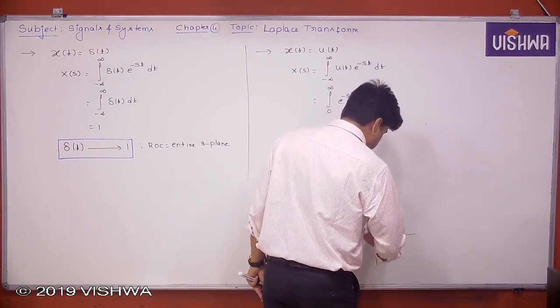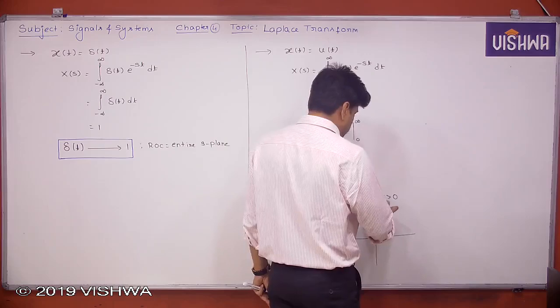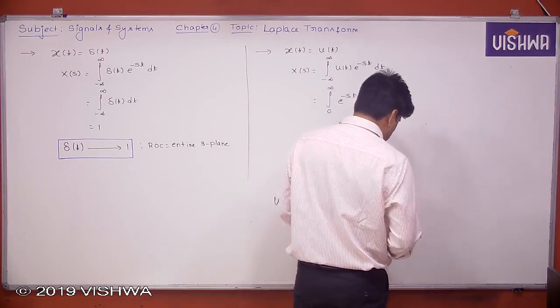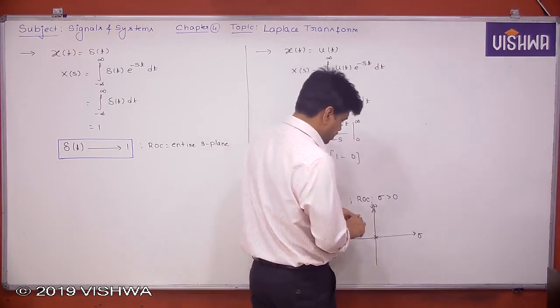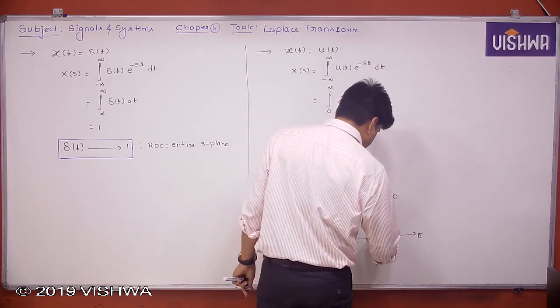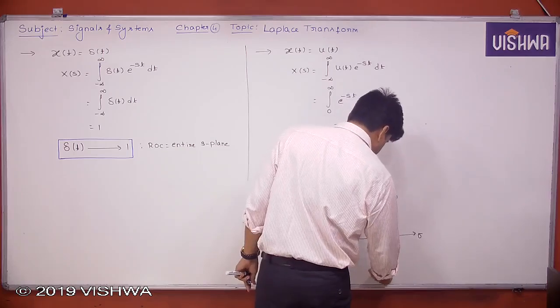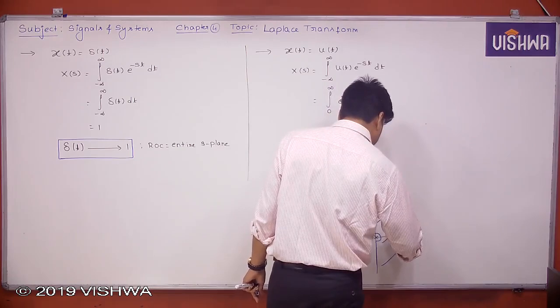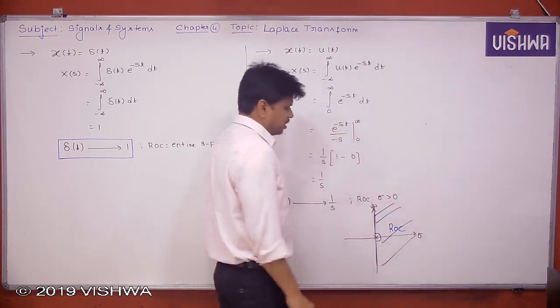If I draw this, how does the ROC look? Here is the pole at S equal to 0, with the j omega axis and the sigma axis. We have to take the ROC in such a way that it omits the pole, so this is the ROC. Clear or not? Take it.